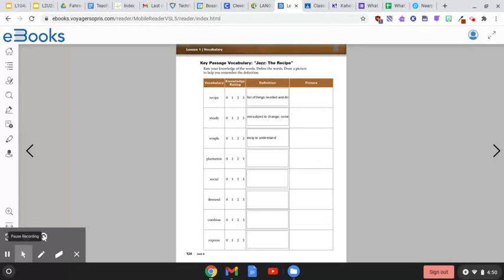Let's read the next word together. Plantation. A plantation is a large farm where crops are grown. What is a large farm where crops are grown called?